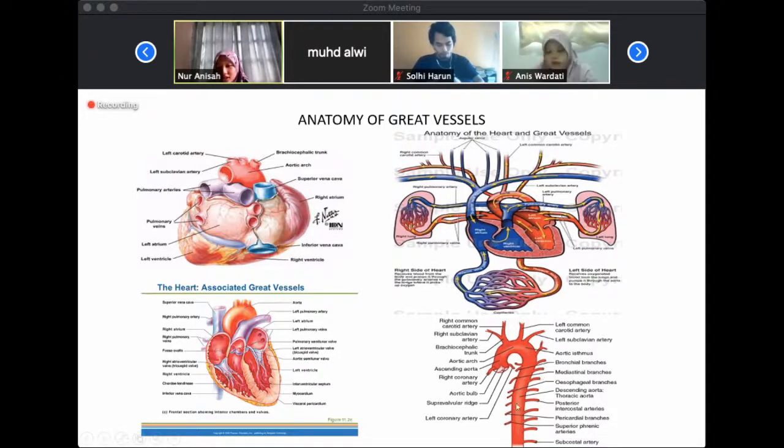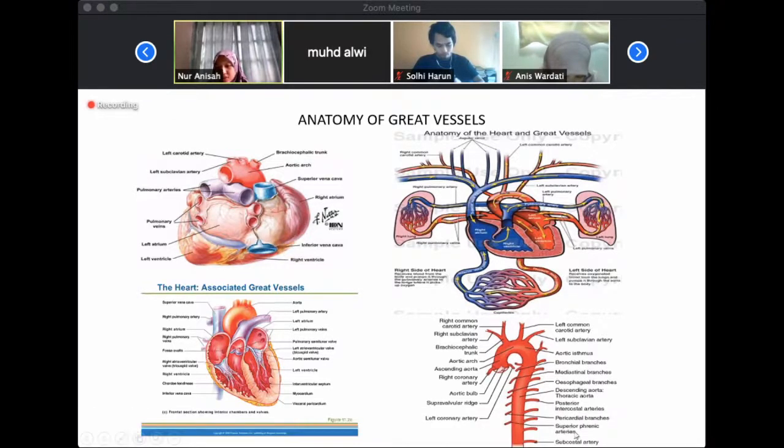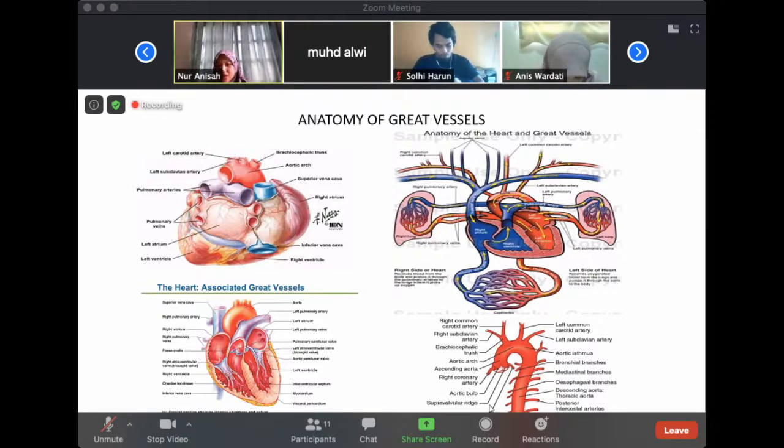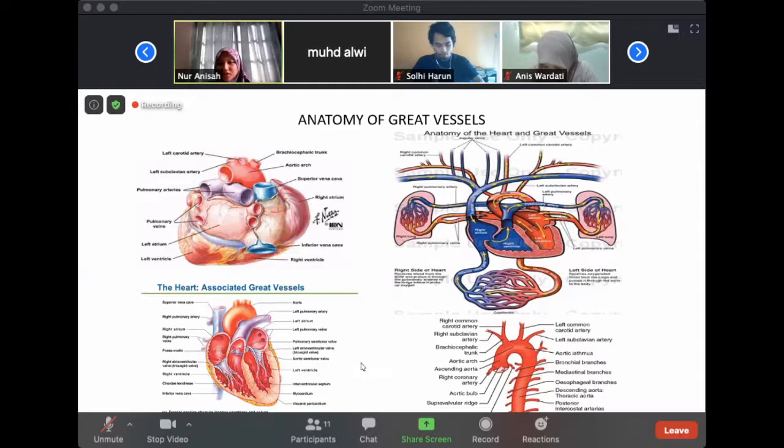And then for the descending part, which first is the thoracic aorta, it gives branches of the bronchial branches, mediastinal branches, esophageal, and as well as the phrenic branches. And the last part of the descending aorta is the abdominal aorta, which just starts below the diaphragm, and it gives branches of, it's not stated here, but suprarenal and renal artery. And the descending aorta ends by the bifurcation of the right and left iliac artery. So I think that's all for the anatomy of the great vessels.